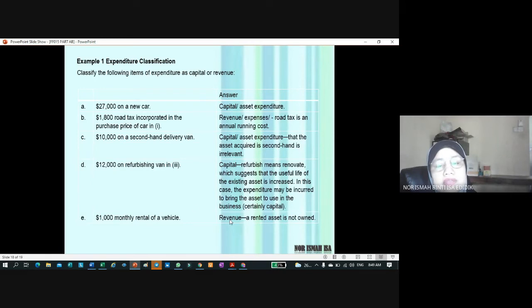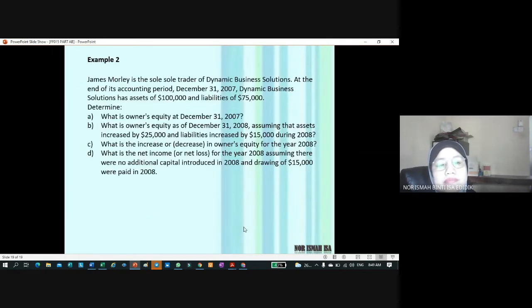So this is a revenue, this is a capital, asset expenditure, revenue. So this is okay, correct. So this one saya tak nak ajar lagi ya. This is accounting equation. Saya next week lah saya masuk ya. Nanti kamu pening. Okay, finish with this topic.